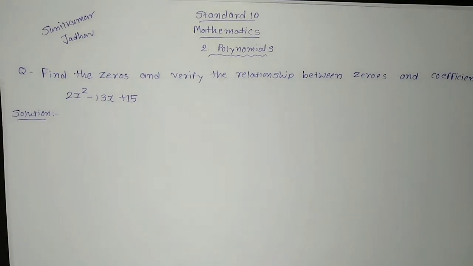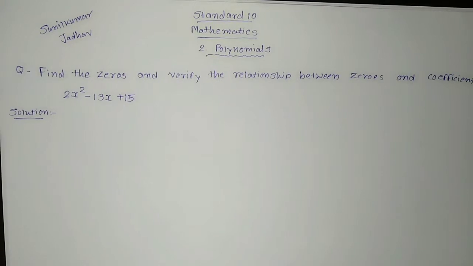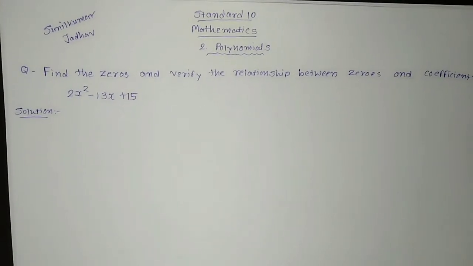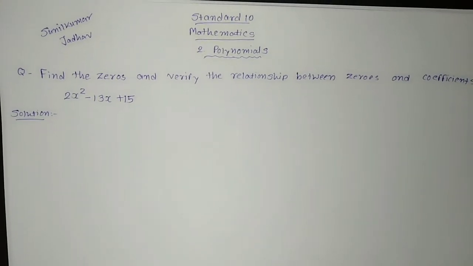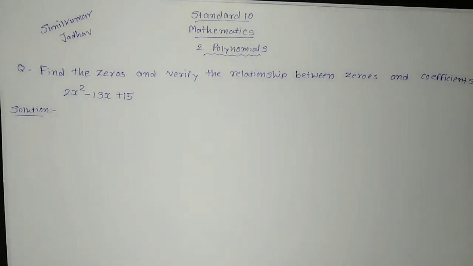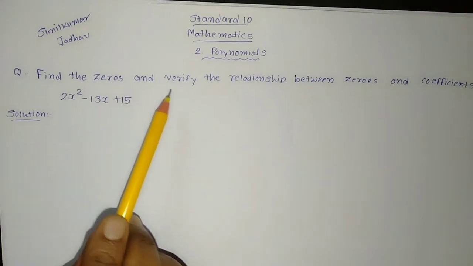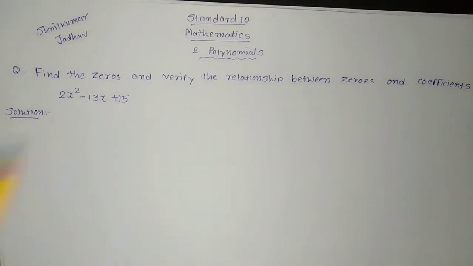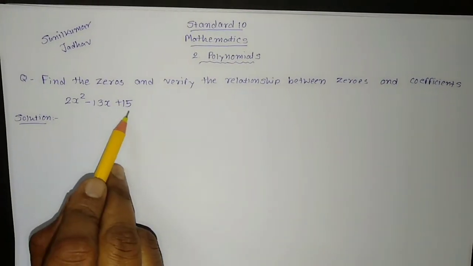So yes, this video is for you and for all the viewers who want to learn about polynomials, in which how to find out the zeros and verify the relationship between zeros and the coefficients. So let us begin with this. Chapter 2, Polynomial, Mathematics Standard 10. The question is, find the zeros and verify the relationship between zeros and coefficient. The polynomial is given as 2x square minus 13x plus 15.